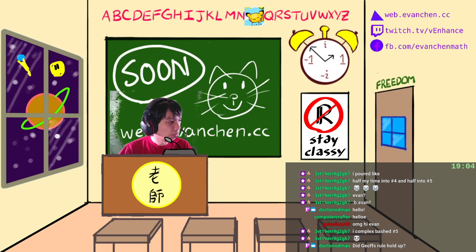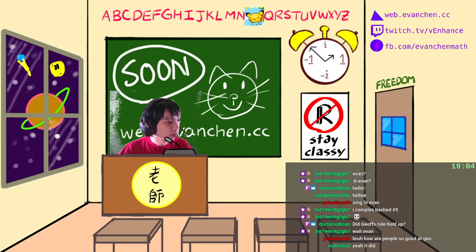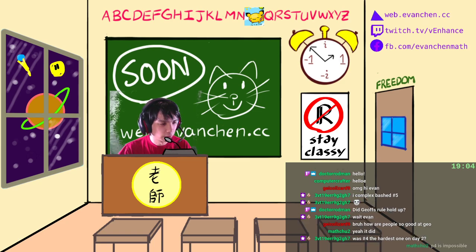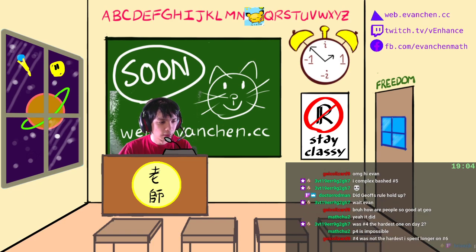Did Jeff's rule hold up? It looks like it did this time. That may be good or bad depending on who you ask. Was number 4 the hardest one on day 2? Did I miss an easy solution to problem 6 or something? Problem 6 is impossible? Okay.